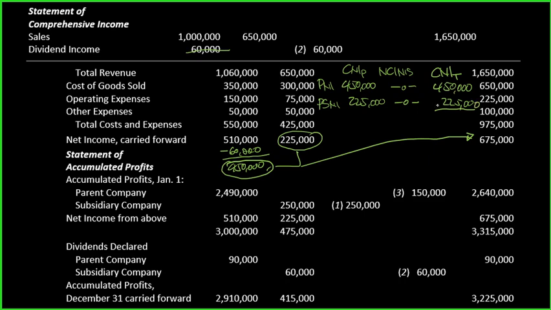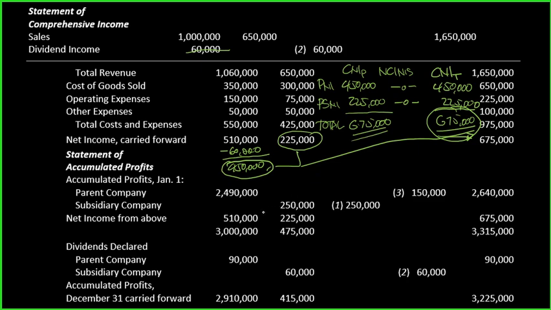Okay, for a total of 675. How much is the reported consolidated net income? 675. How much is the consolidated net income? As far as the parent is concerned, it's 675.